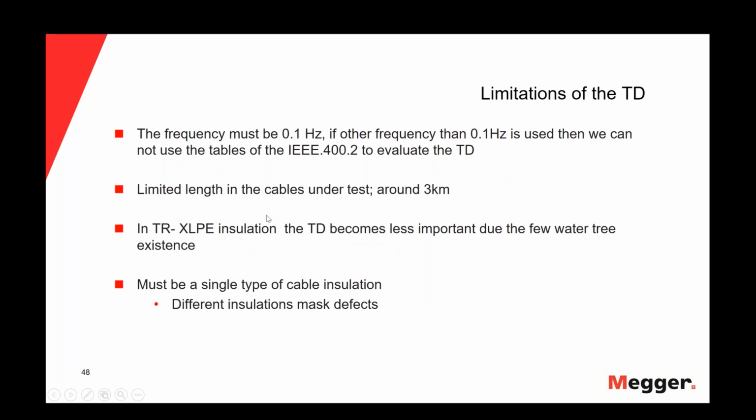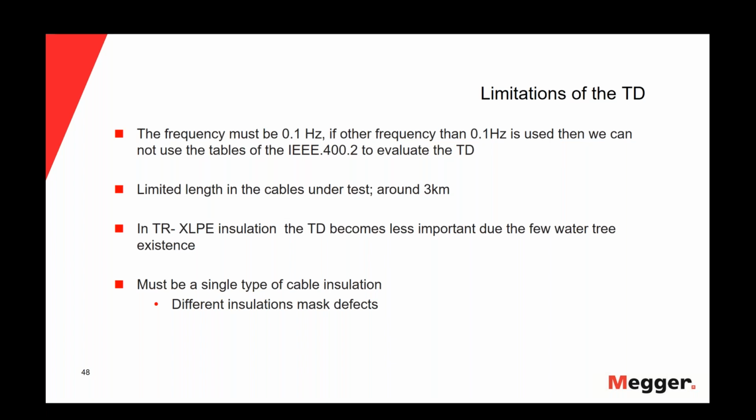So what are the limitations of the tan delta? Well, the frequency must be 0.1 hertz. If another frequency than 0.1 hertz is used, then we cannot use the tables of the IEEE 400.2 to evaluate the tan delta, because they are linked to the frequency of 0.1 hertz. We have limited length in the cables, just around 3 kilometers.